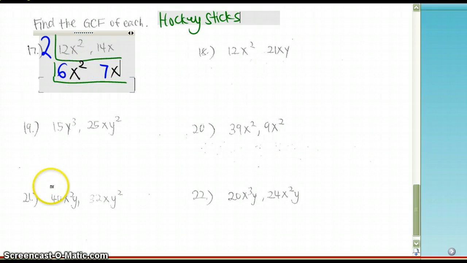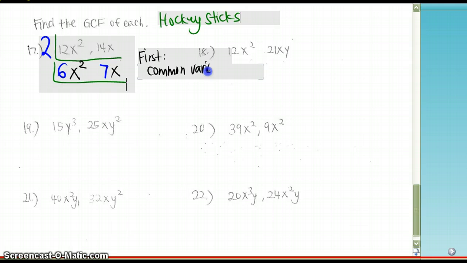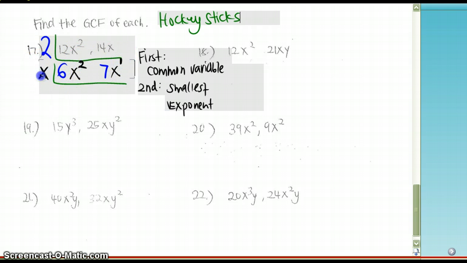So I'm going to go ahead and look at the x's. The strategy that I'm doing here when I look at the x's is I first look for the common variable. Okay? And because they both have an x, that's what I'm going to put over here. And then the second thing is the smallest exponent. Because that means that they both have that many x's or whatever variable is common to each other. And since there's 2 over here and 1 over here, I'm going to divide with the x out here. So I'm going to keep that as a 1 right there.